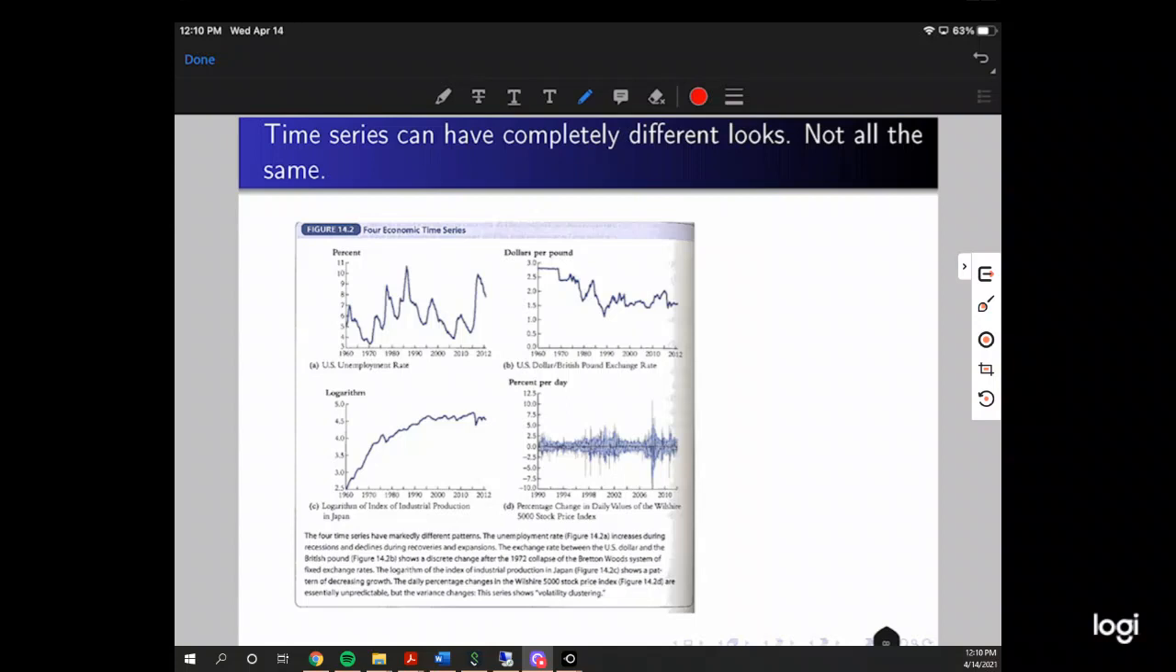Time series can have completely different looks. So here we are plotting different time series. Here's the U.S. unemployment rate. You can see it has this nice sort of cyclical pattern. The dollars per pound, we get these discrete jumps. And so if you're doing time series analyses, you have to think about all of these things. You have to make sure you're controlling for discrete jumps and for the trends in the time series, and here we have unemployment rates with a clear trend, and then here we have an exchange rate that just looks like a bunch of random noise.